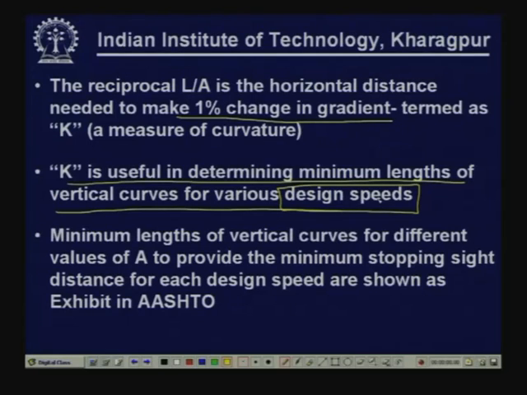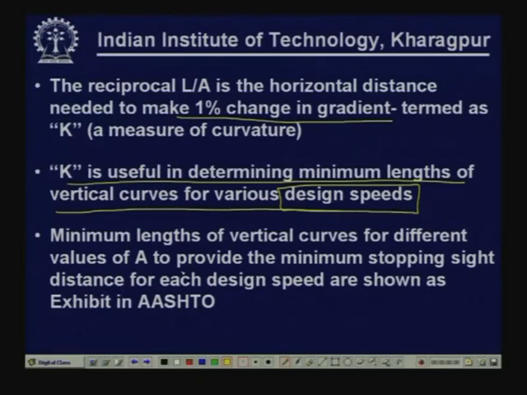Now, it is useful in determining minimum lengths of vertical curves for different design speeds. Why for different design speeds? Because for different design speeds the sight distance requirement or the stopping sight distance requirement is different. So, the length also will be different.